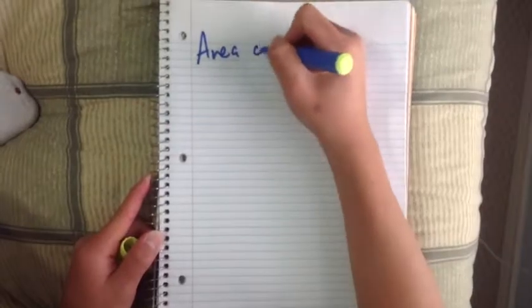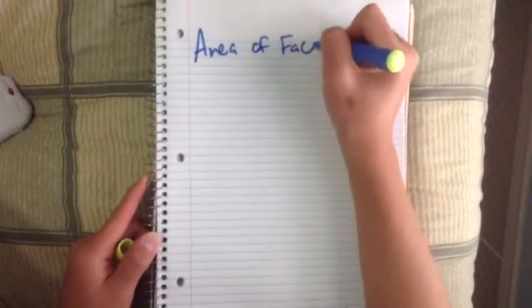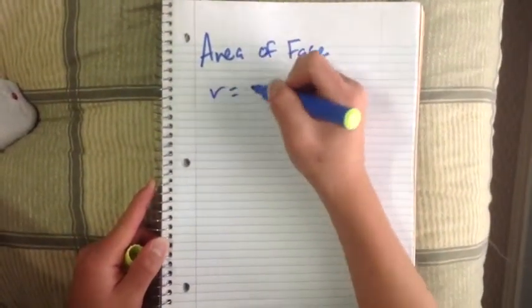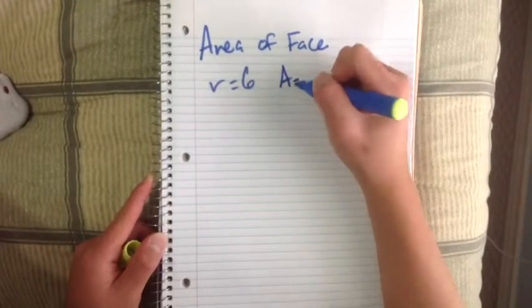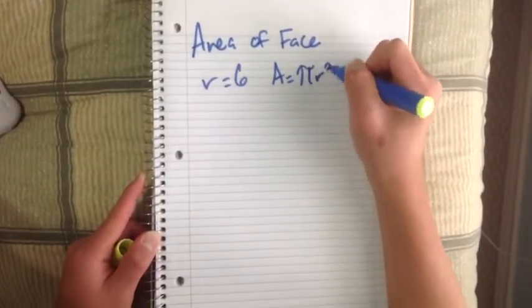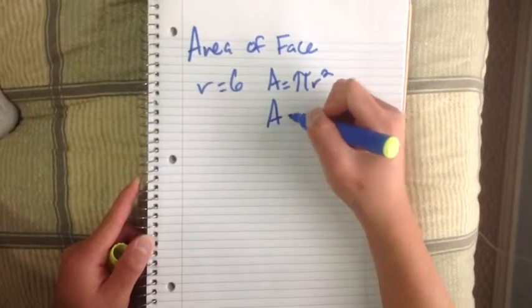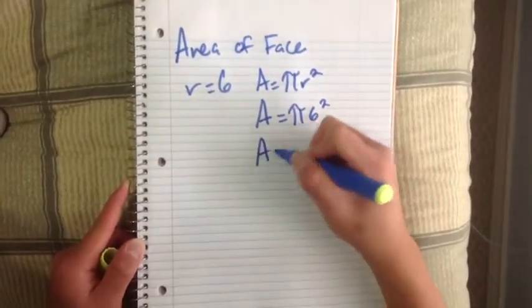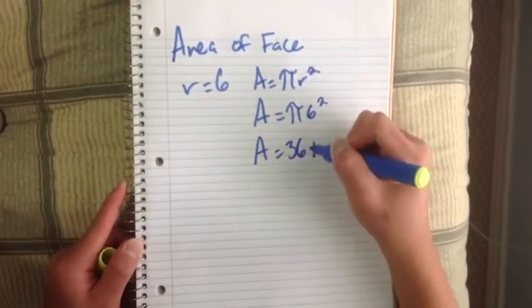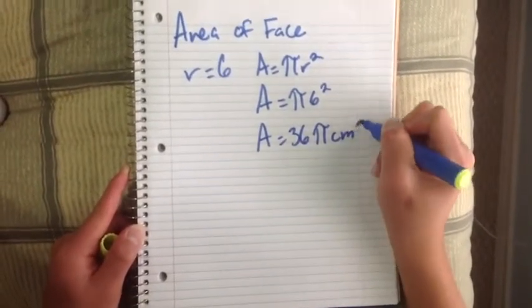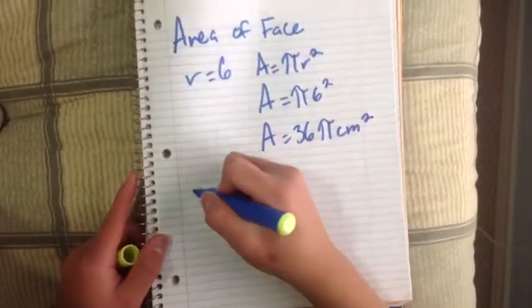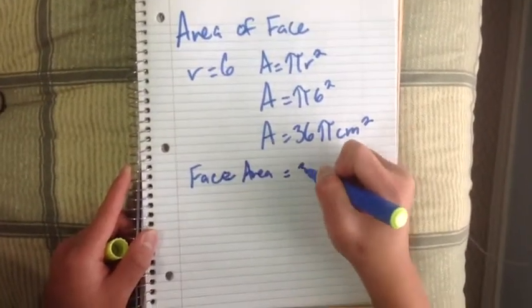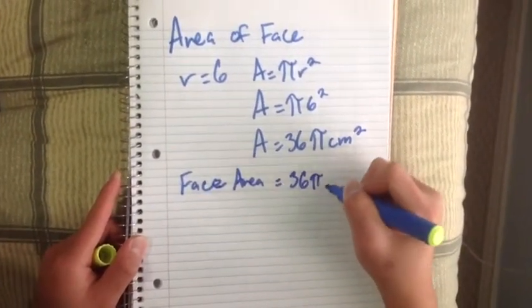First, let's start with the area of Andy's face to put on foundation. The radius is 6 centimeters, and the formula for area is pi r squared. So let's plug it in. The area equals pi 6 squared, and the final answer is 36 pi centimeters squared. So the area of Andy's full face is 36 pi centimeters squared.